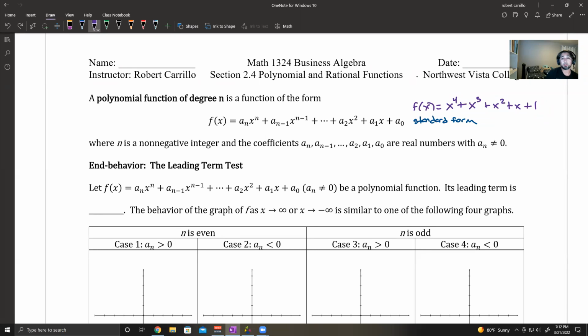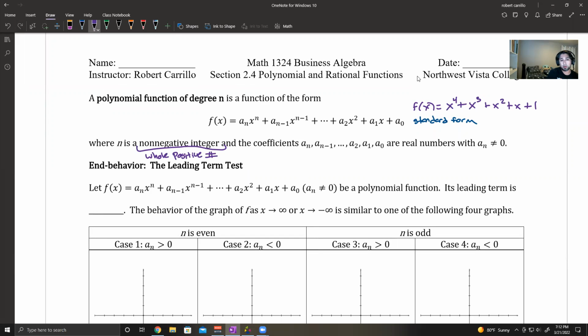Okay. To be a polynomial function, all of your degrees, all of your exponents, all of your powers must be non-negative integers. And what a non-negative integer is, is just a whole number. It is a whole positive number. That's all that means. So non-negative integer means a whole positive number. Just breaking down these fancy terms, right?